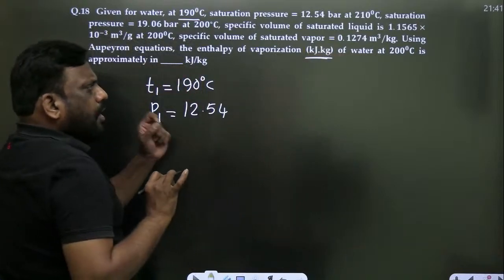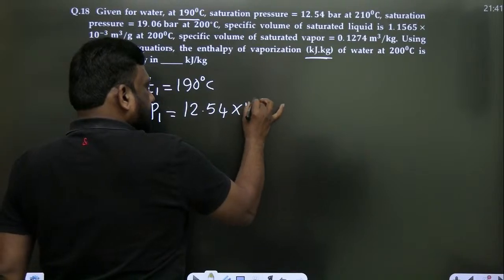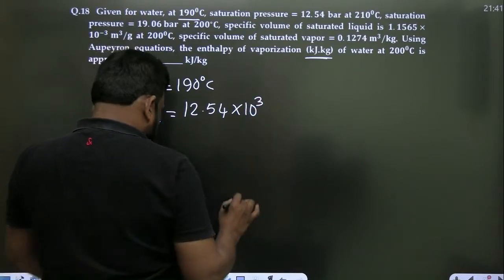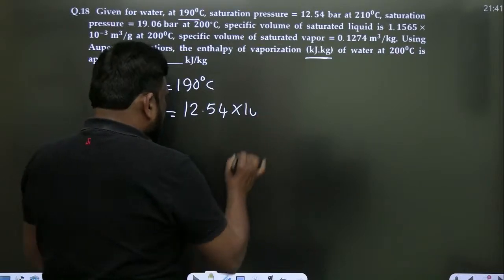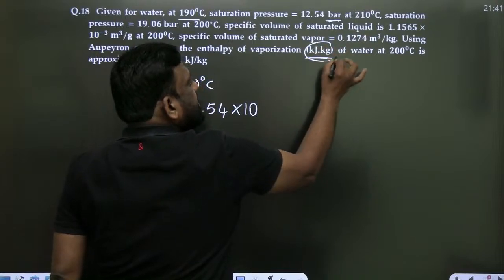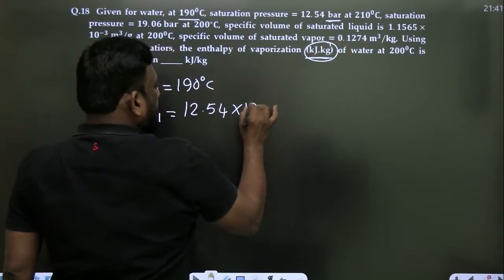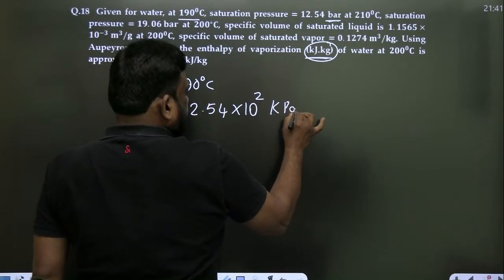Whenever you want kilojoule, convert bar to kilopascal, so I am multiplying with 100. If you want to convert bar into kilopascal, I have to multiply. But why are you converting? Because this pressure is in bar, and the answer is asked in kilojoule per kg. So multiply with 100. This will be in kilopascal.